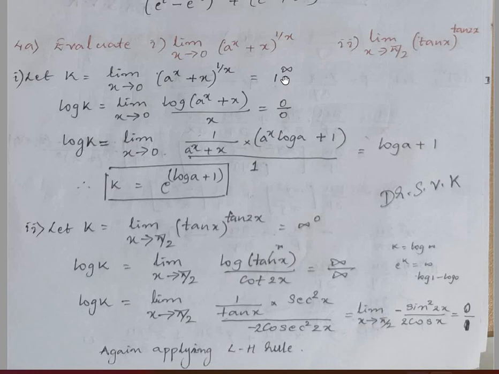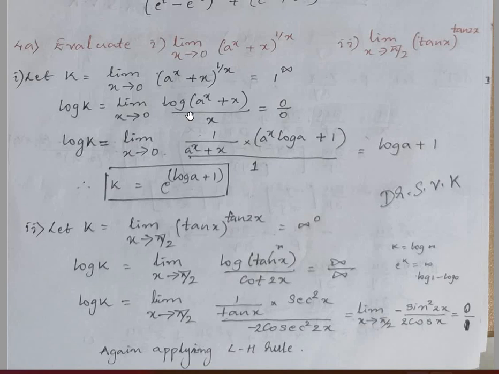Therefore, I got the form as 1 power infinity form. So when I get 1 power infinity form or 0 power 0 or infinity power 0, we will apply log on both the sides, and then we try to get the form 0 by 0 or infinity by infinity. By taking log on both sides, I got the right hand side as log of (a power x plus x) whole divided by x, since log a power m is m log a, m value is 1 by x, that is why I want the denominator as x.